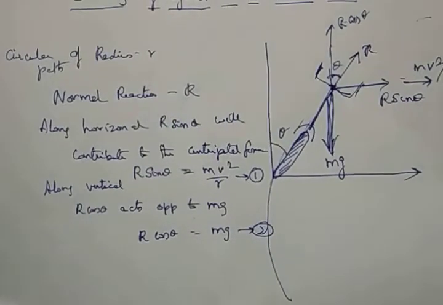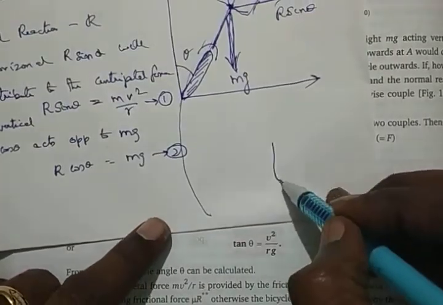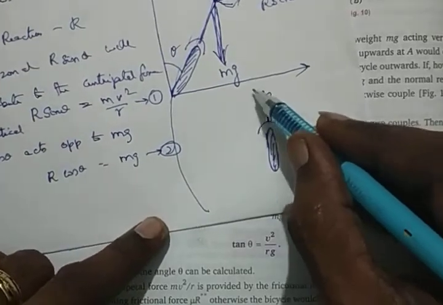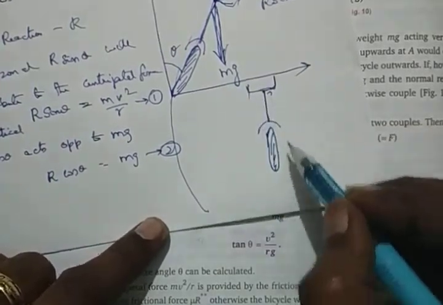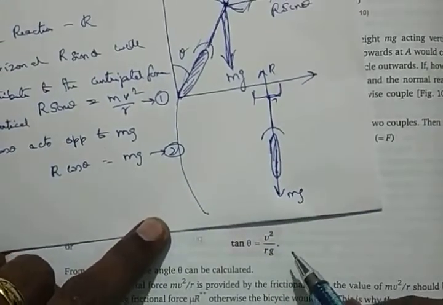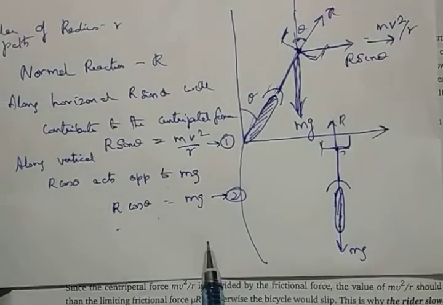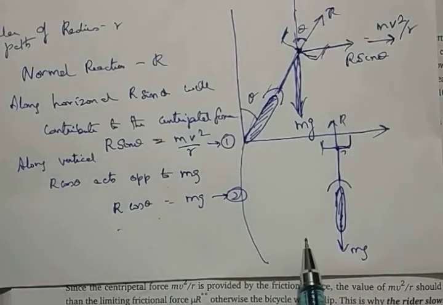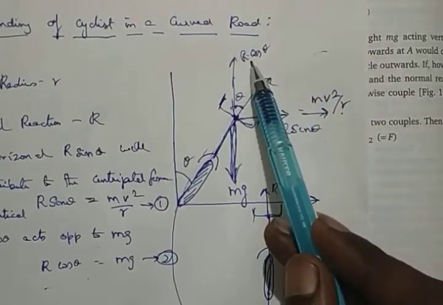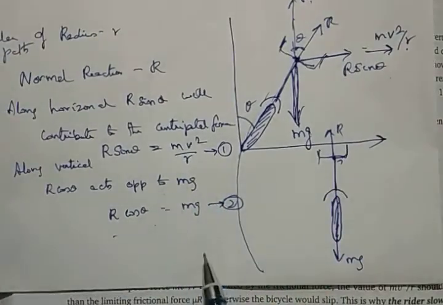Now if the cyclist is going straight like this, with his handlebar like this, what happens? The normal reaction is upward and mg is straight downwards. Since he has bent, the cos theta component and sin theta component have come. Both of them have to be balanced with a force. So R sin theta will balance with the centripetal force, and R cos theta will balance with the weight of the body. So it is a balanced force like this.